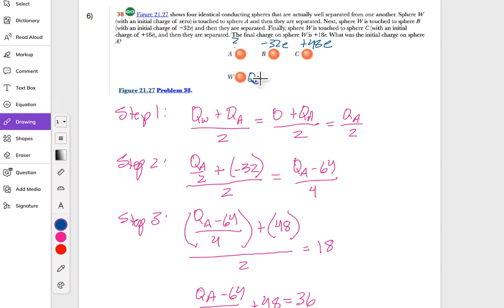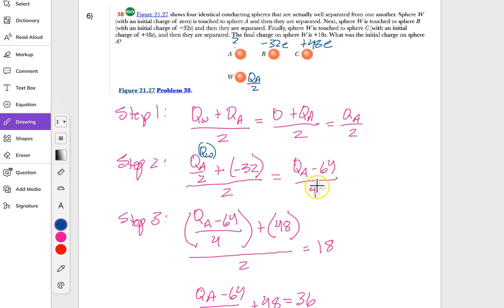So after the first time that it touches this other one, because this one was 0, we know whatever the charge on A was divided by 2 is going to be what W has. So this one now is W again, so this is really QW. Plus the negative 32 charge on B, and we divide that by 2. When you do that, you get QA minus 64 divided by 4.